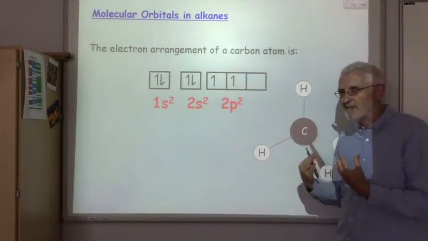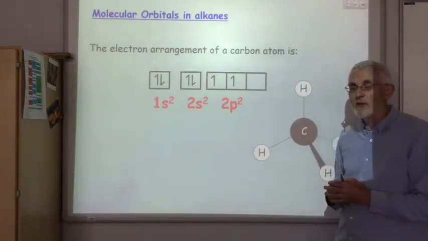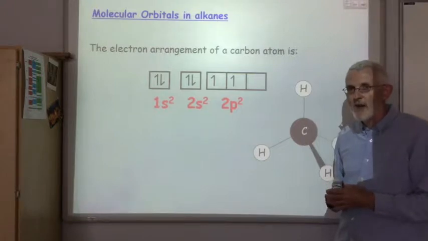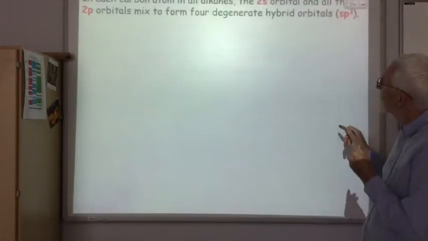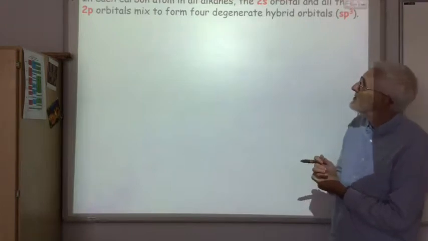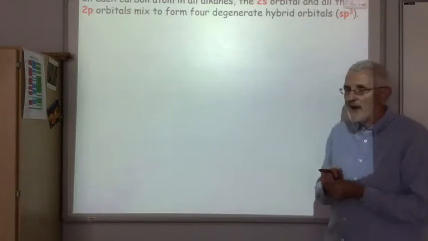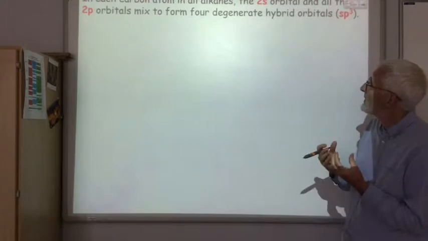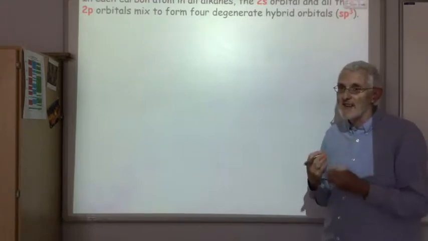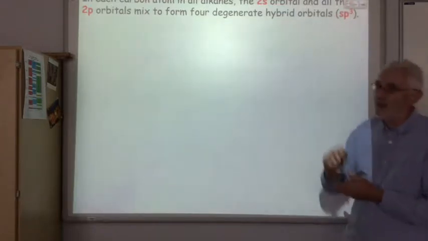So in order to explain that slight oddity, we have to use the concept of hybridization in molecular orbitals, and that's what we're going to talk about mainly in this lecture. Right, so in each carbon atom, and this goes for all alkanes, what you get is the 2s orbital and all 3 of the 2p orbitals mixed together to form 4 degenerate hybrid orbitals known as sp3 orbitals.